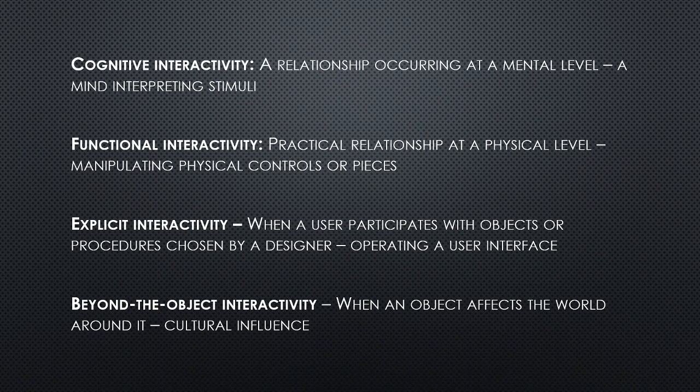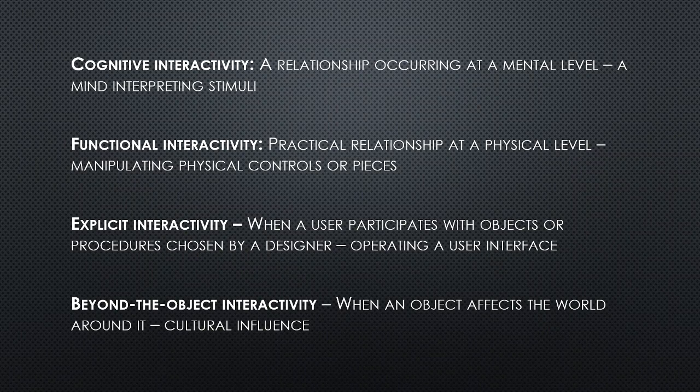But, like systems, there are multiple types of interactivity. I'll summarize what's here; you can read it. Cognitive interactivity is you mentally interacting with something, so how your mind interprets the stimuli of, in our case, the game. Functional interactivity is the practical relationship, so holding a controller, using a keyboard, moving pieces around on a board. That's functional interactivity for games.